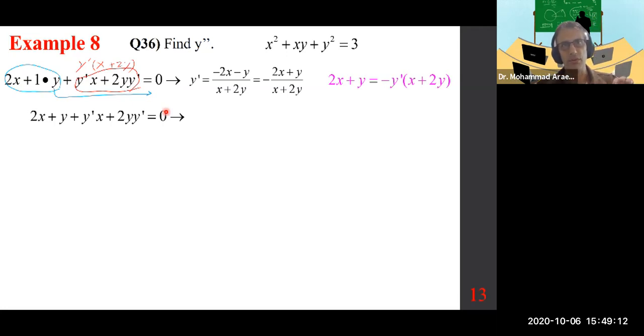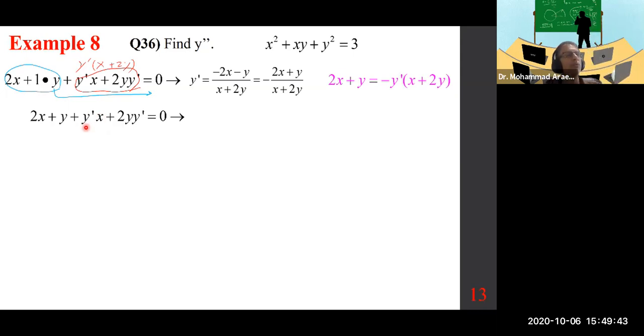One more step of calculus, and believe it or not, calculus is done, and all that is left is algebra. 2x, the derivative is 2, done. Y, the derivative is y prime. Now, y prime, the derivative is y double prime times x plus x, the derivative is 1 times y prime.